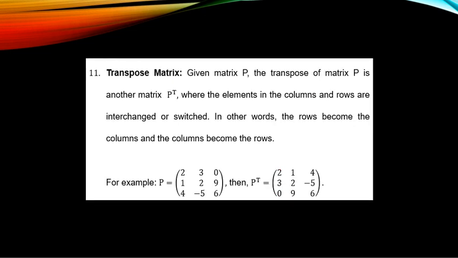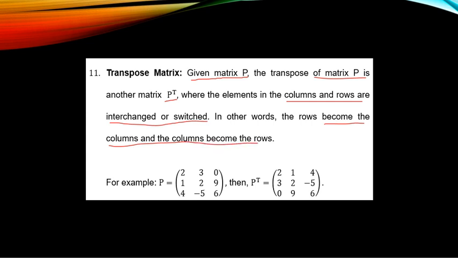We have type 11, transpose matrix. Now, given matrix P, that's the name, the transpose of matrix P is another matrix denoted P to the power of T. So T there means transpose, where the elements in the columns and rows are interchanged or switched. If you take the elements in the column sense in matrix P and change them to rows, and rows back to columns, you have the transpose of matrix P. In other words, the rows become columns and the columns become rows.